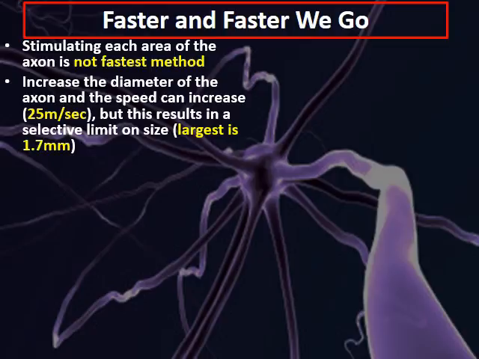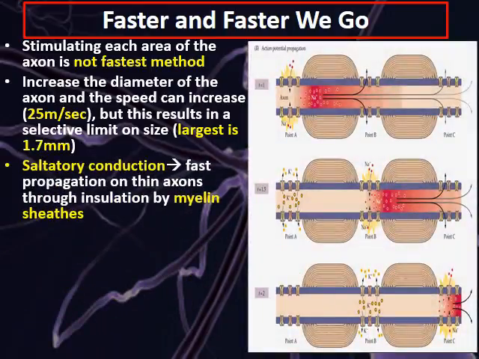Now, there are different ways we could increase the speed. We could also increase the diameter of the axon, which would really increase the speed as well. But this would result in a limitation of size. For example, if we increase the diameter of the axon, we could get up to 25 meters per second. But our largest axon in our entire body has a diameter of 1.7 millimeters. If we wanted a really large axon for a really large speed, that wouldn't be very useful, because we wouldn't be able to fit these nerves inside our small bodies. Our bodies wouldn't be able to contain our expanding nervous system. So rather than increasing the diameters of the axons, complex organisms evolved the myelin sheath, which increases the efficiency of an axon while keeping them small.